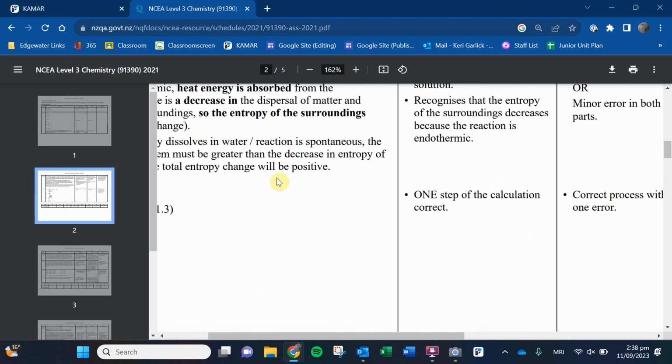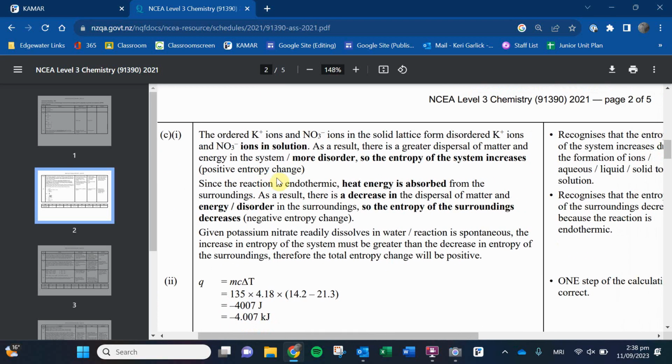So if we look at the marking schedule to get an idea of what they're looking for, we are looking for the fact that, first off, when you dissolve an ionic compound, the ionic compound is very structured with that 3D lattice, with the positive and negative alternating back and forth. The moment I dissolve it, I am then losing that nice 3D structure. And by losing that nice 3D structure, I now have more disorder, so more entropy. The entropy of the system increases. I have more chaos occurring. So that's the first thing to think about.